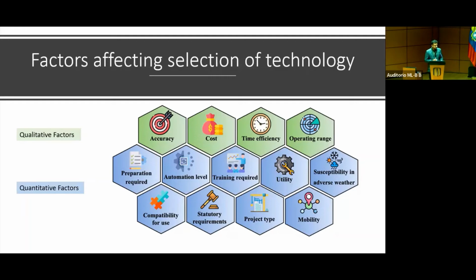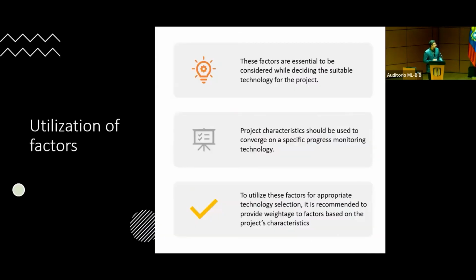So the utilization of factors has to be judged while deciding on a progress monitoring technology suitable for a project. The project characteristics, how the project is, the cost allocated for progress monitoring or project management has to be taken into account while selecting these technologies. So to utilize these factors, we have to put weightage to each of the factors.